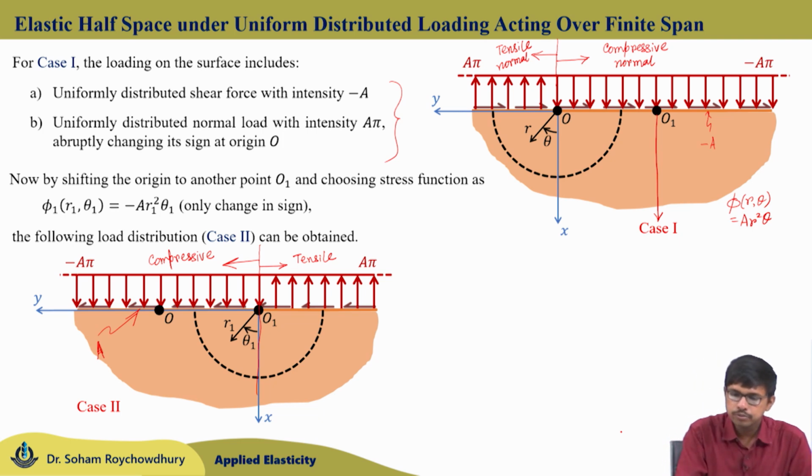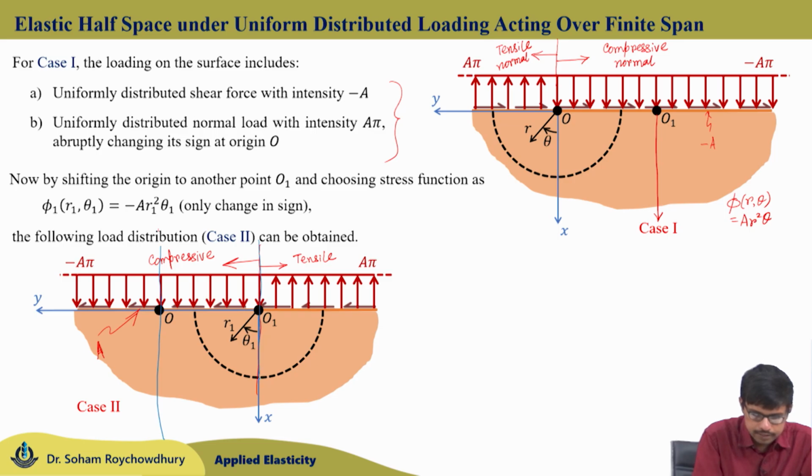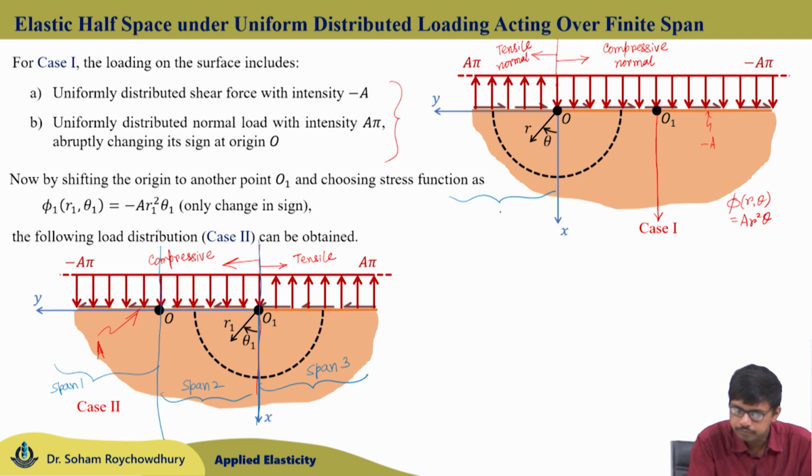And if you see the region beyond point O, towards left of point O, let us divide it into 3 regions. So, this is span 1, this is span 2, and this is span 3. Here also we are having span 1, then 2, then 3.